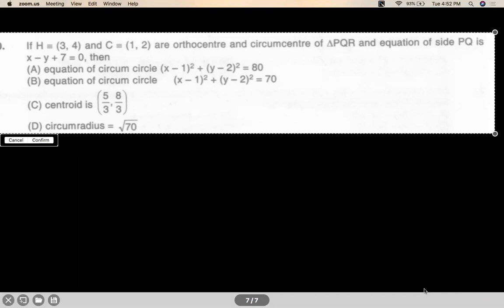Sir, we can take point slope form and then use the condition of tangency. It comes out faster, I think. Okay, good.